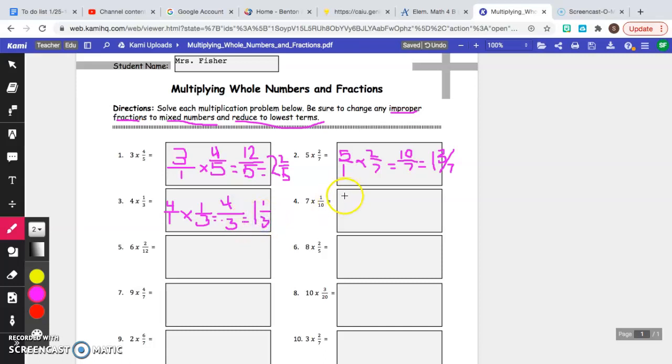All right. So I am going to do 7 over 1 times 1/10. Now I'm multiplying. 7 times 1 is 7. 1 times 10 is 10. So 7/10. Now, my numerator is 7, my denominator is 10. This fraction is not improper, so I don't have to do anything to it. Okay, let's go down here.